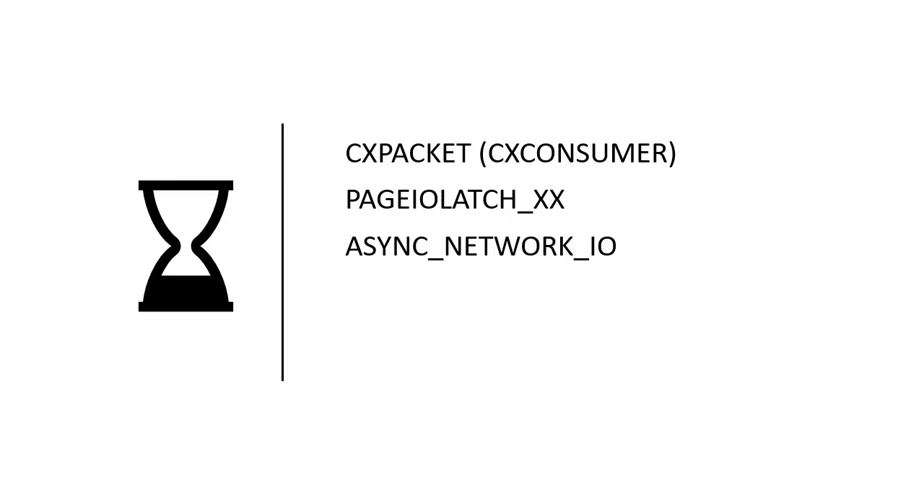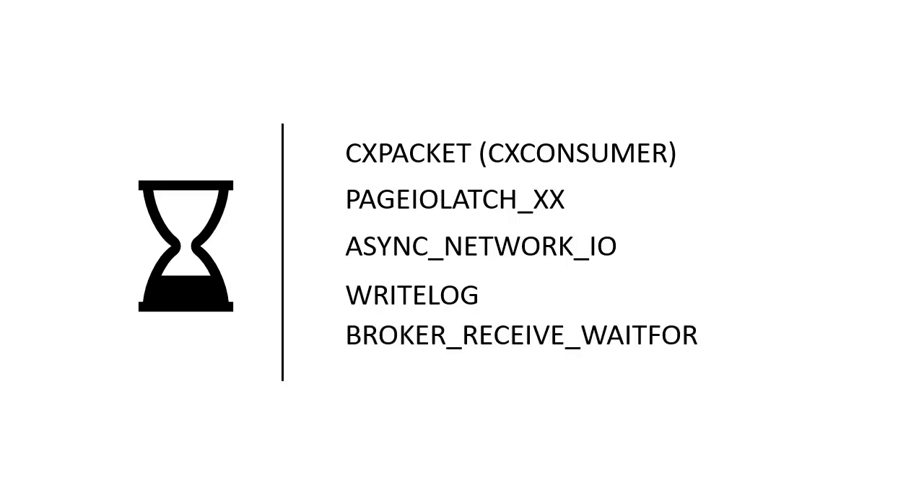Next up is WRITELOG. This wait type happens when a thread is waiting for a log block to be written to disk by an asynchronous I/O. This occurs while waiting for log flushes to complete. Common operations that cause log flushes are checkpoints and transaction commits. If this waiter is combined with PAGEIOLATCH waits, then it might be a sign that the disk subsystem can't really keep up. The last one is called BROKER_RECEIVE_WAITFOR.